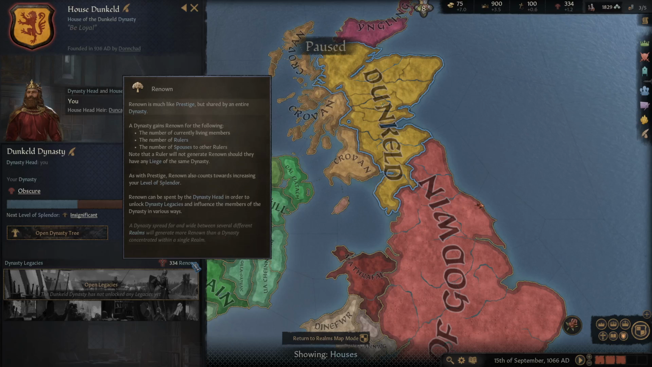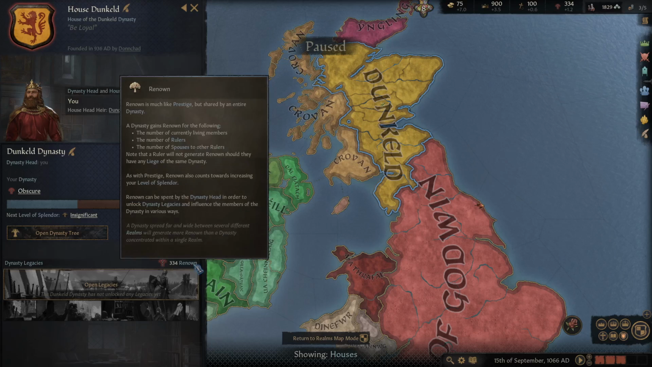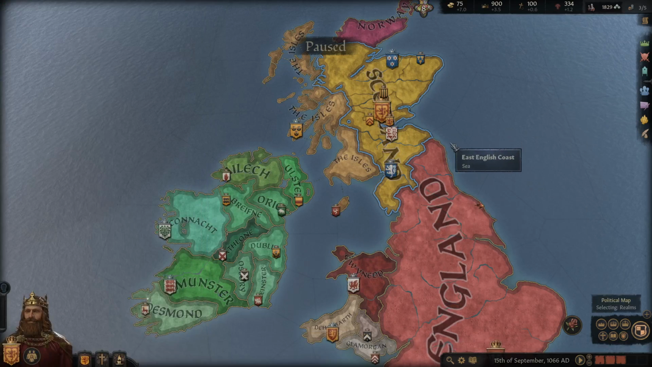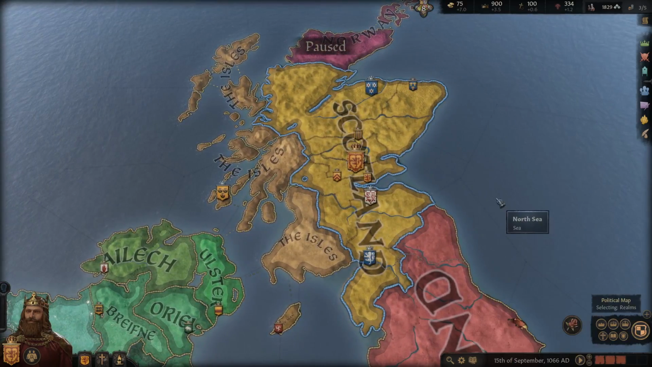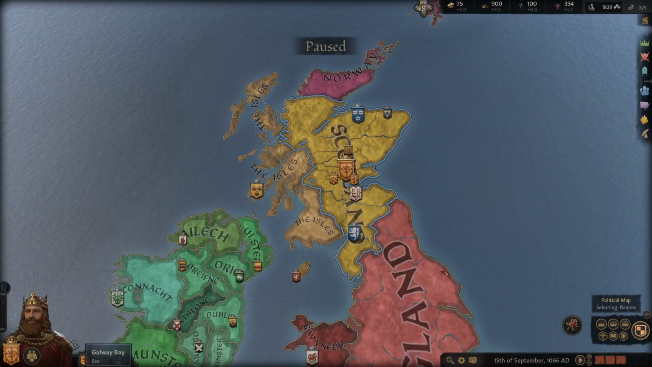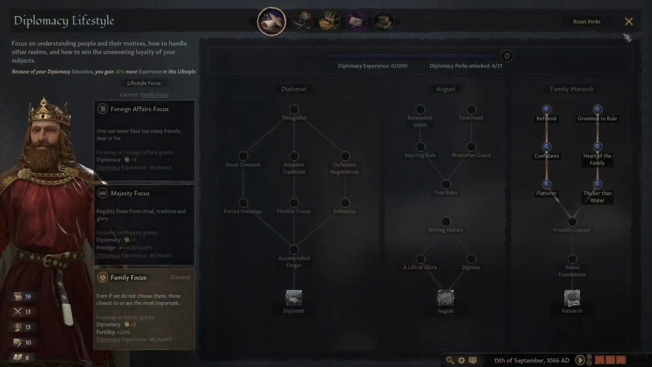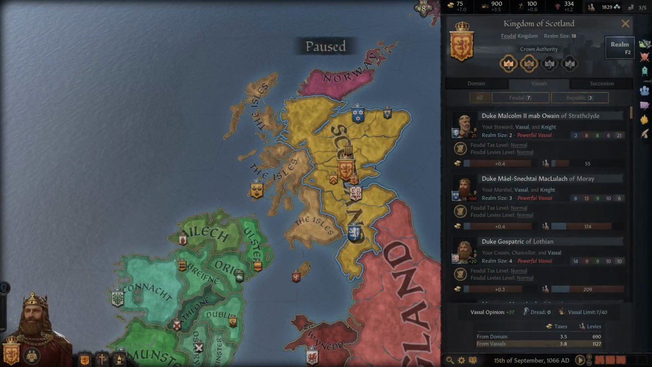And then the Renown is just stuff that gives bonuses to everybody in it. So this is sort of similar to Prestige, except it's for your Dynasty specifically, not just you. Okay, was there anything else I wanted to do? Yeah, we're already doing family focus. Let's just kind of go through everything here.